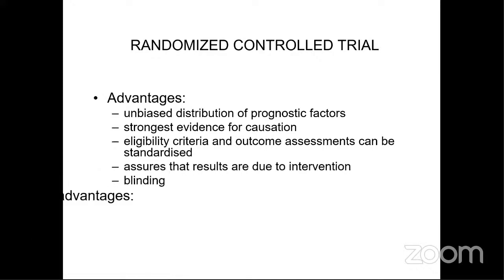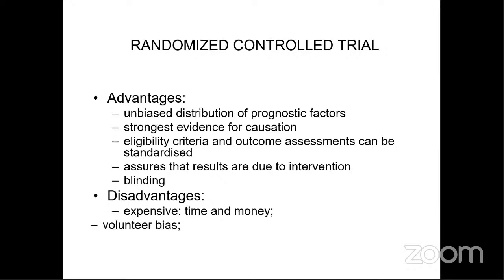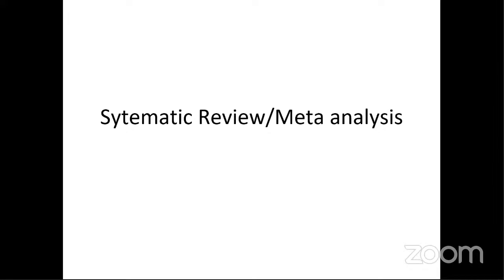Advantages: unbiased distribution of your prognostic factors. It would have the strongest evidence for causation. Eligibility criteria and outcome assessments can be standardized, which assures that results are due to the intervention, and there is blinding. It's expensive, both in time and money. So there could be a volunteer bias, and it could be ethically problematic at times. Okay. So that would be our first experimental study.